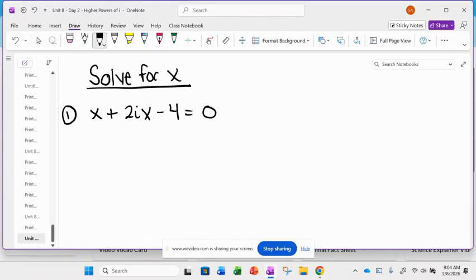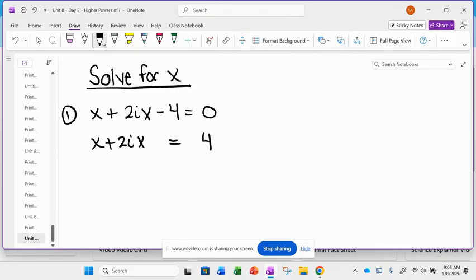Is this factoring? Good. No, it's not. Why? How do I know this is not factoring? Good. There's nothing squared. There's no one exponent that's double the other exponent, right? They're both the same. They're both to a degree of 1. So since I'm solving for x, I want to keep everything with an x on one side and anything that doesn't have an x move to the other side. So we have x plus 2ix equals 4.